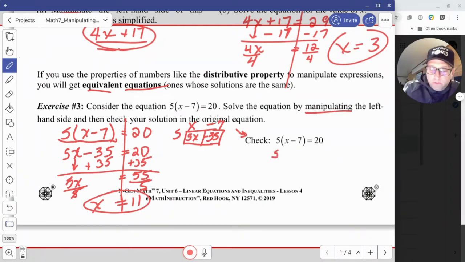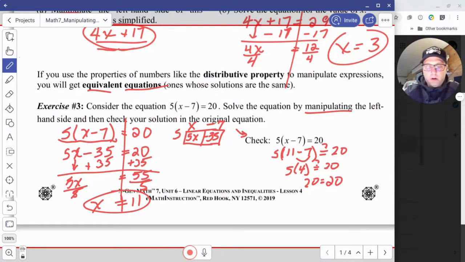So here I go, and I think 11 is the answer. So 5 parentheses, 11 minus 7. Does that equal 20? All right, here we go. 11 minus 7 is 4. 5 times 4, does that equal 20? 20 equals 20. Okay, so there's the C part of SOSICK. That's my check. The check continues until both sides of the equation are down to a single number.